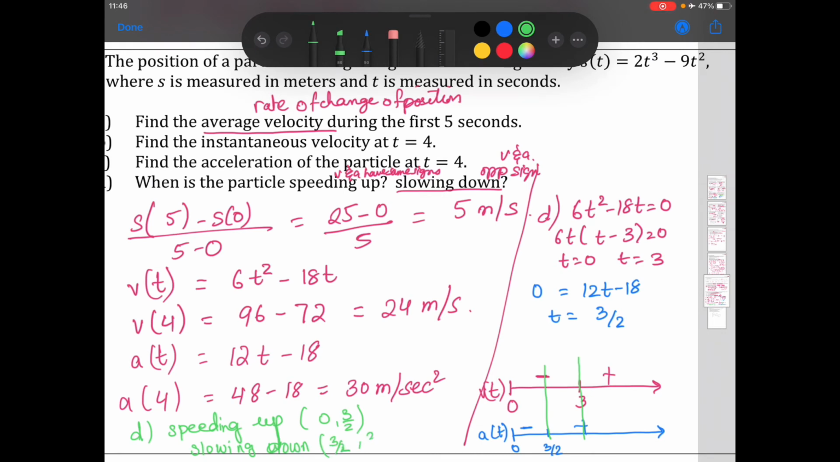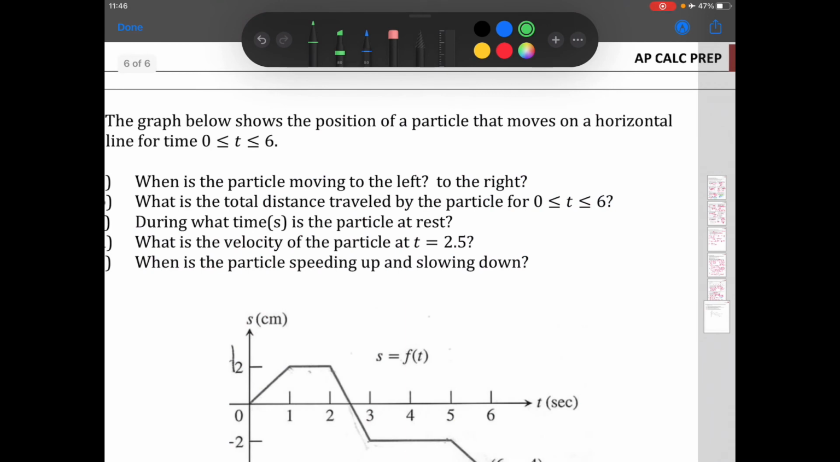3/2 to 3. And then from 3 onwards, they have the same sign, so it's again speeding up. 3 to infinity.